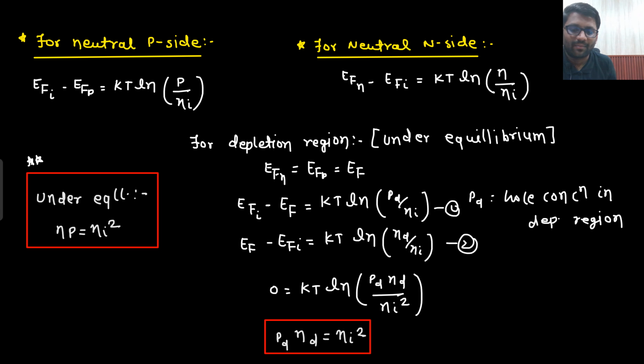Man, I forgot the name of this law. It was mass action law only, wasn't it, the name of n into p equals to Ni square? It was mass action law only, or what was it? Yeah, it was mass action law only, whatever it is.